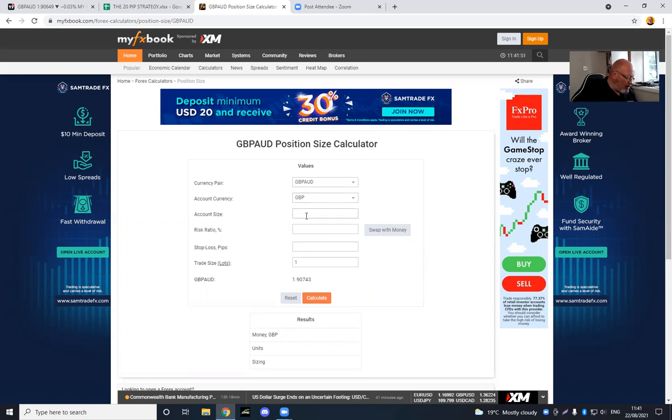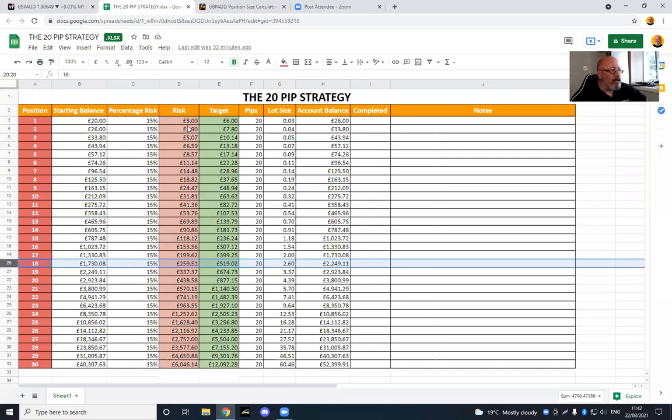My account size, £20. The risk I'm putting down here is 15%. Stop loss as 20 pips, but actually it's 10. And then calculate. So that's giving me that I will potentially lose £3 if this goes against me, and I will need a lot size of 0.03. So there we go. There's the 0.03, and I'm risking 15%, 7.5%, because I'm only going for 10 pips rather than 20 pips. So that will be the £3 and then £6. So on to here.